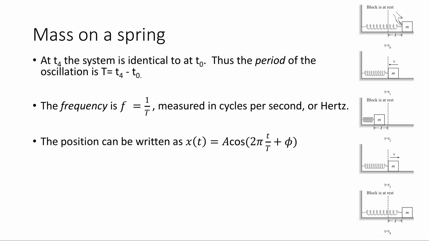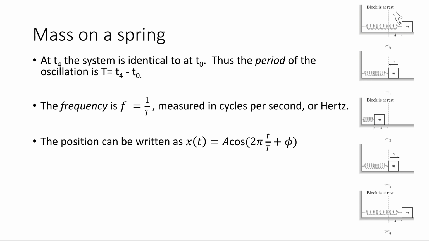We can thus write the position as x of t equals a cosine of 2 pi t over the period plus phi. Let's break this apart for a second. So a is the amplitude of this oscillation. The block starts a distance a to the right of the equilibrium position at t naught. At t2, it's a distance a to the left of the equilibrium position, and at t4, it's a distance a to the right of the equilibrium position again.